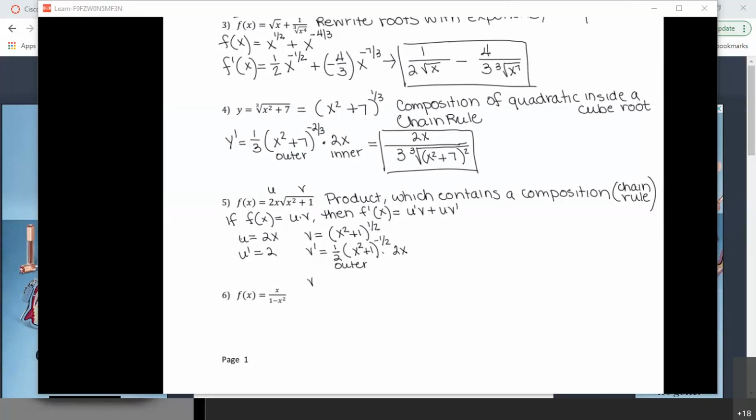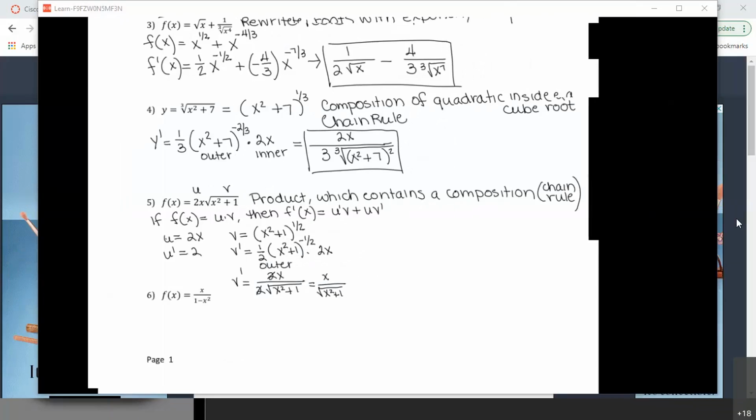If I want to make it look a little bit easier to manipulate, I've got 1/2. That tells me I've got a fraction. The 2x is in the numerator because there's no negative exponent on x. And this expression is in the denominator and it's a square root. So this looks like this. And again, you might say, hey, guess what? The 2's cancel out, which is true. All right, so there's my v prime.